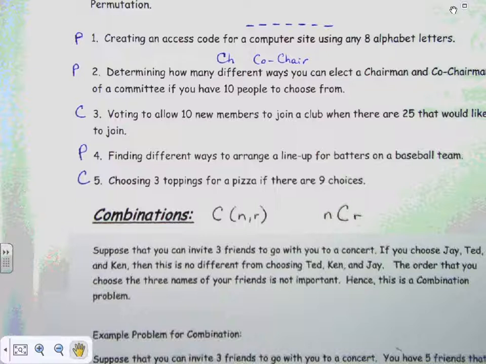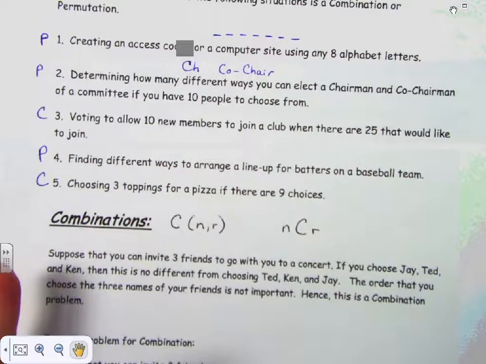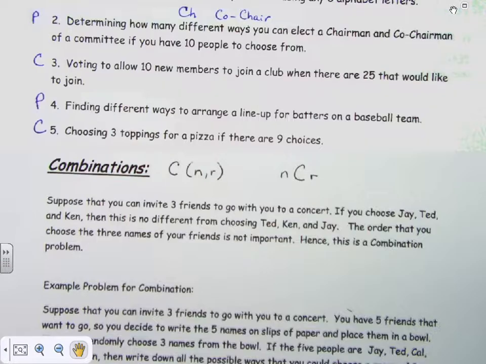All right, so if we have a combination, here's some examples of combinations that might help to clear things up. Suppose you can invite 3 of your friends to go with you to a concert, and you're going to choose Jay and Ted and Ken. This is not any different than you choosing Ted and then Ken and then Jay, or any order, right? Doesn't matter what order you decide to choose them, they're all getting to go. That's kind of like the pizza toppings one. There, I get all 3 of them, okay?